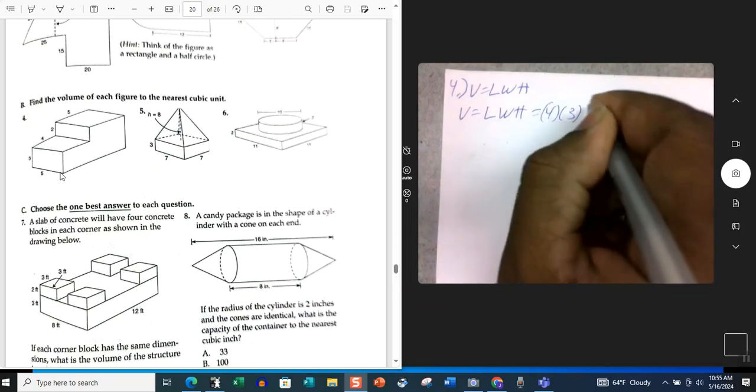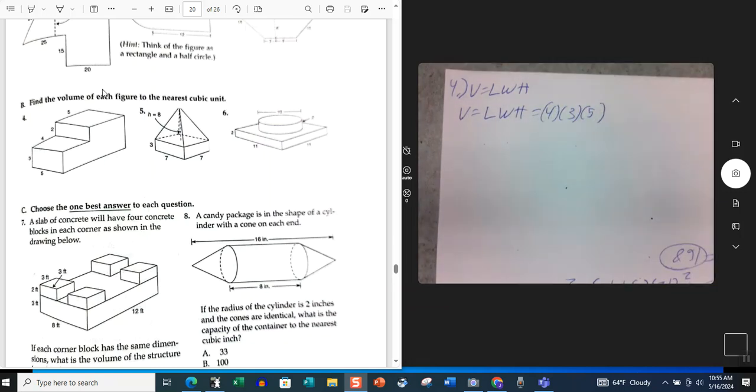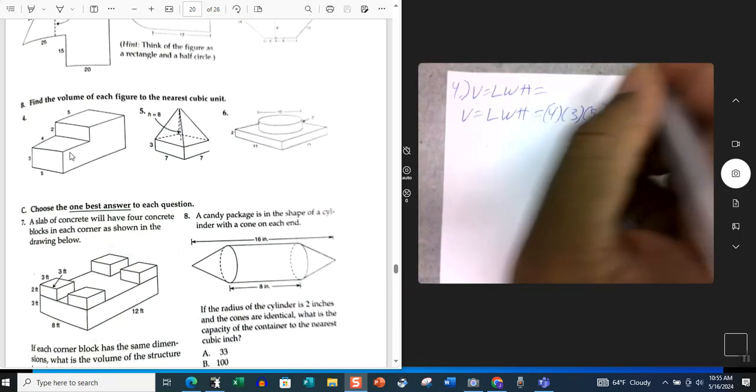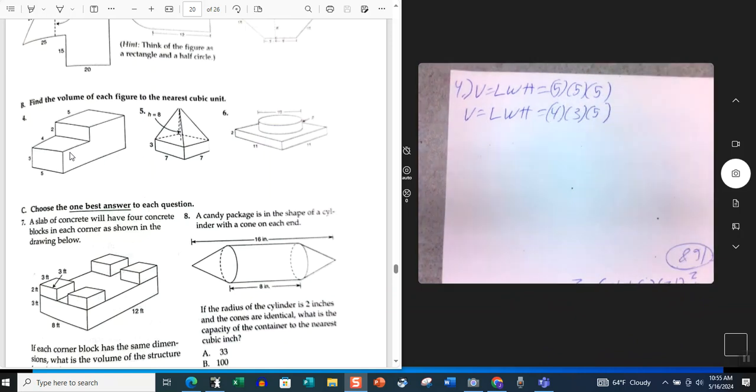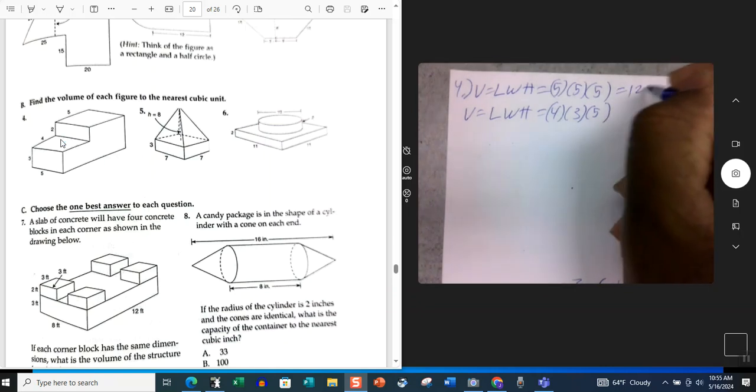4, 3, and 5. Okay, now we'll take this larger one. Now if you look here on this side, 2 plus 3 is 5. But if you look here, this looks like a cube, but we can still use the rectangular prism. So it'll be 5 times 5 times 5, because the length, width, and then the height also would be 5. So this would be 125.